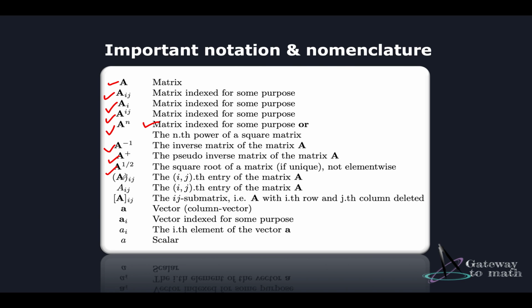In parentheses, matrix A subscript ij will be the i,jth entry of the matrix A, or A subscript i,j will also represent the i,jth entry of matrix A. Square bracket A subscript ij will be the ij submatrix, that is, we're removing the ith row and jth column from the given matrix, and the resultant matrix will be represented in this notation. Small letter A bold vector denotes column-wise vector. Small letter bold A with subscript i denotes vector which has been indexed for some purpose. Small letter A with subscript i denotes the ith element of the vector A, and a represents some scalar value.